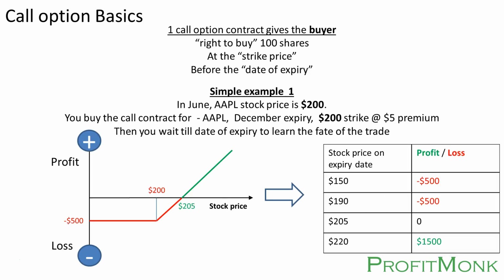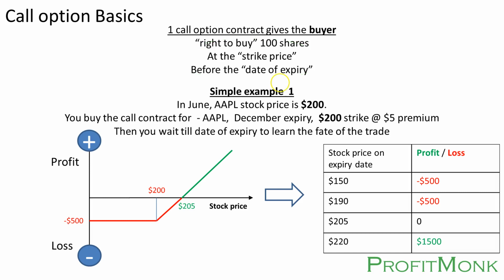First, let's try and focus on the call options. A call option contract gives you, as a buyer, the right to buy 100 shares at the strike price before the date of expiry. So this is what you get. Let's say if you are a call option buyer, you have a feeling that this stock can potentially go up in time, then you buy a call contract and that gives you this right.